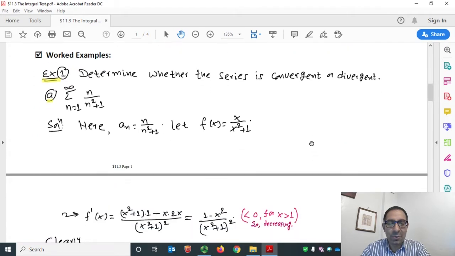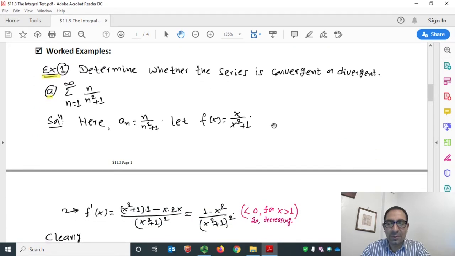Worked example 1. Determine whether the given series is convergent or divergent. The series is n over n squared plus 1, where the summation runs from 1 to infinity. Great.